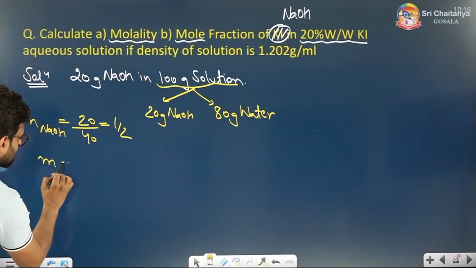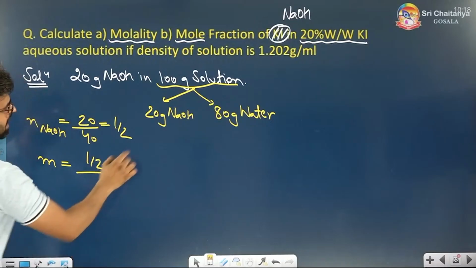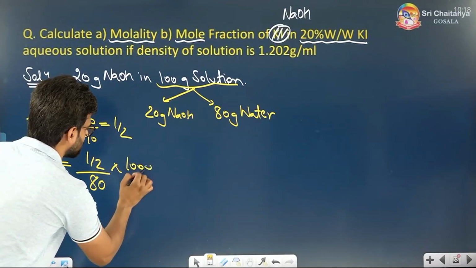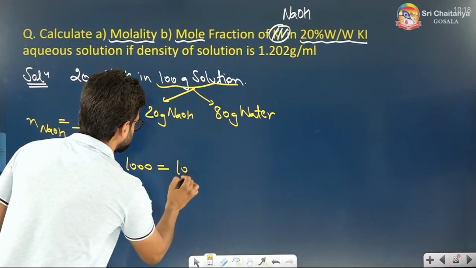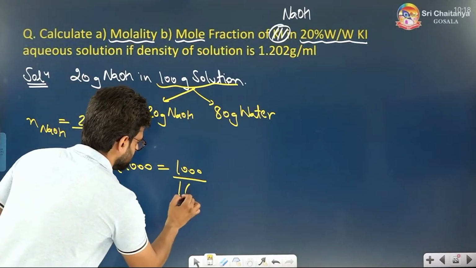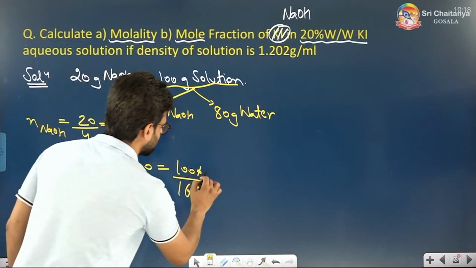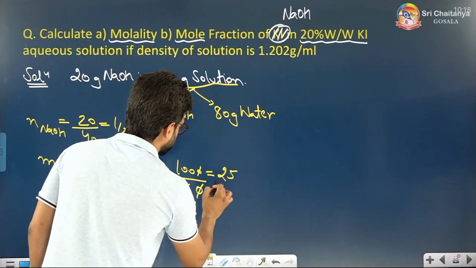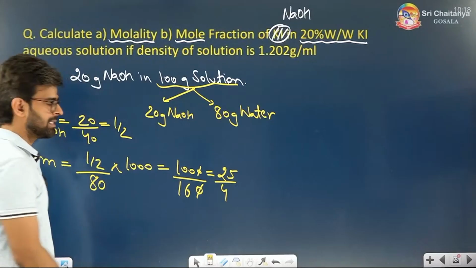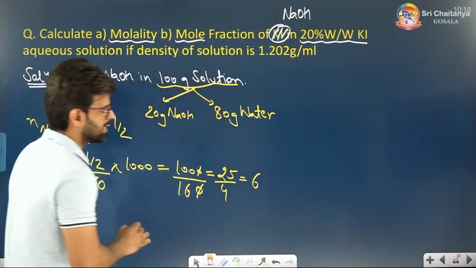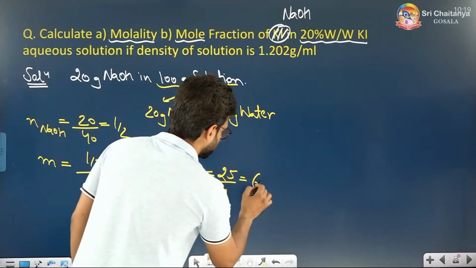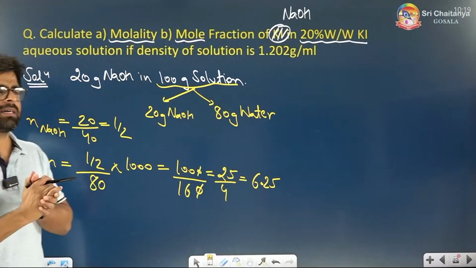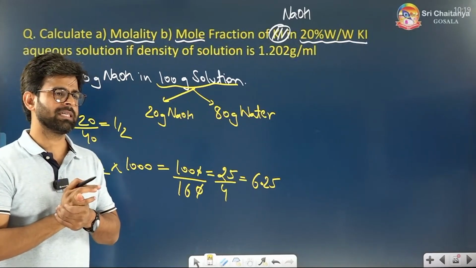So what is molality? Moles of solute divided by weight of solvent, 80. To make it per kilogram, I am taking 1000. So 1000 divided by 160. If you cancel this out, what is coming? 25 by 4. Yes, very right. Coming 6 point how much? 25. 6.25. Right. Very good.